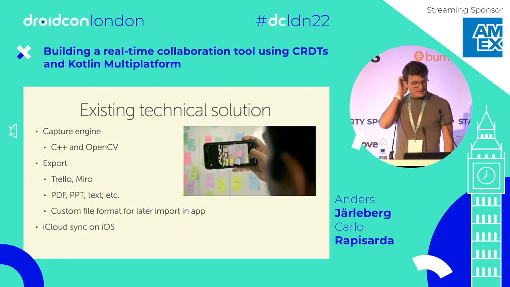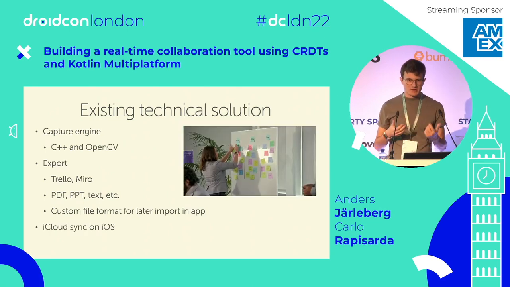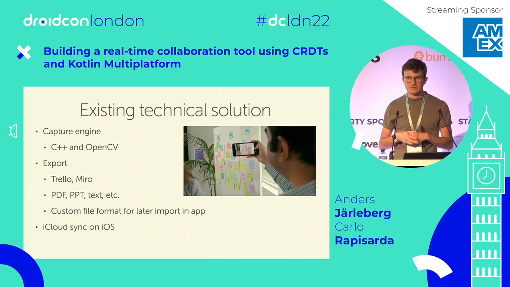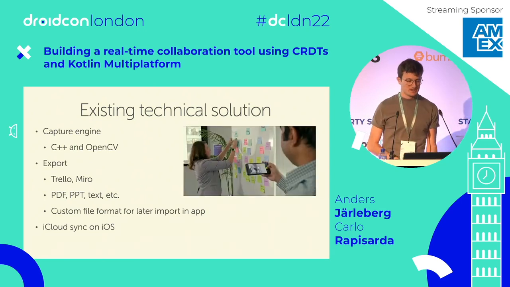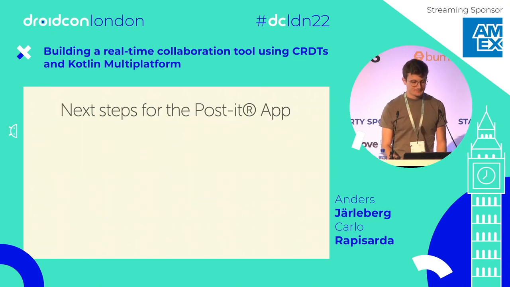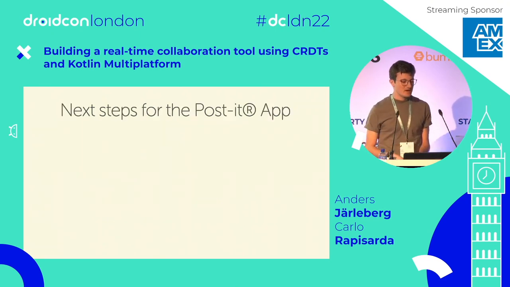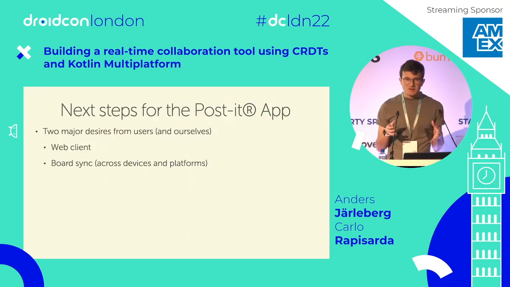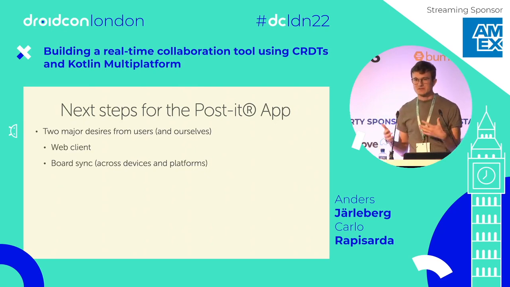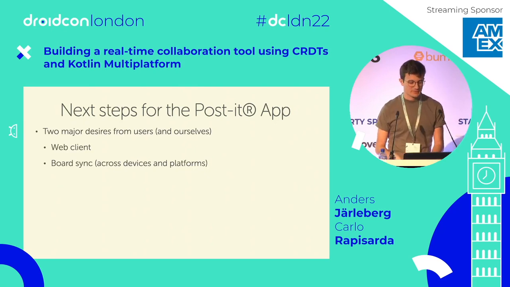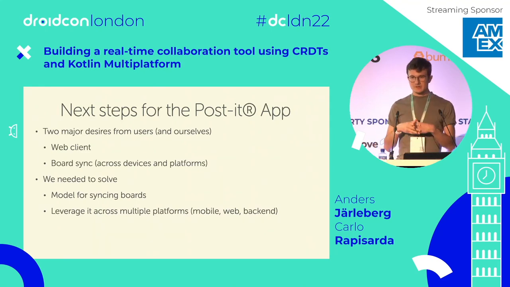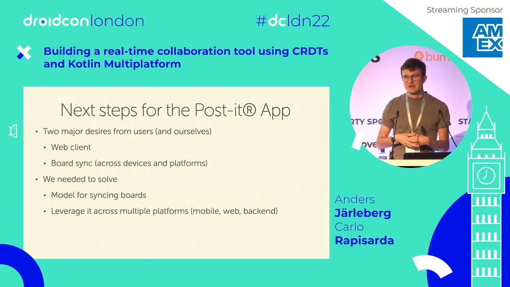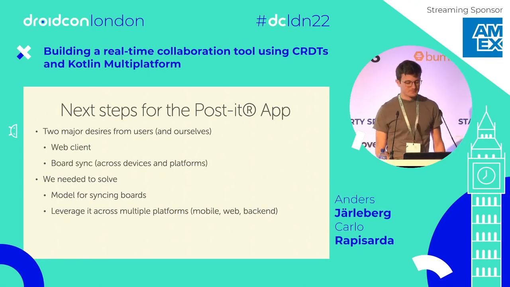On iOS, we also support iCloud sync between Apple devices, but we currently have no way of syncing between Android apps other than exporting and importing again. We also don't have a web client. So what was next for us? We had two desires mainly, a web client and the possibility to sync boards across different devices and platforms. And this meant that we needed a model that we could use to sync this data and a way to leverage it across different platforms. So today we'll talk about what we learned on the way there.